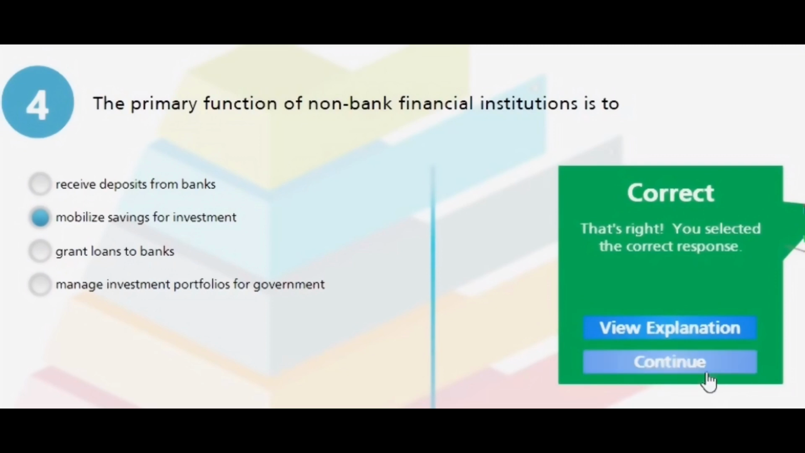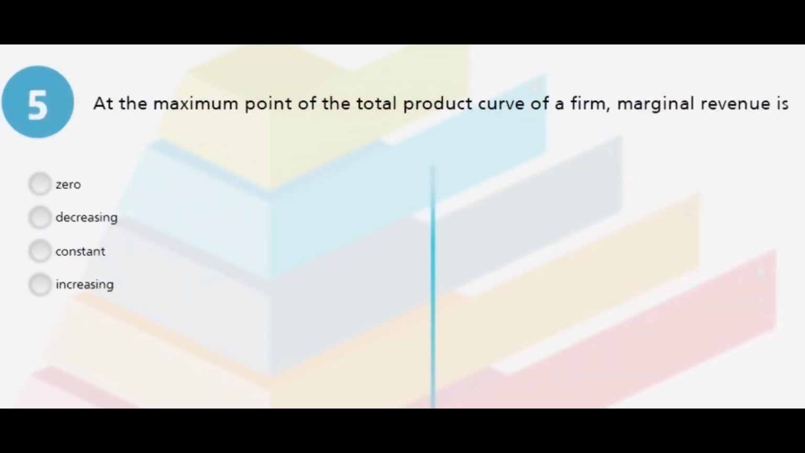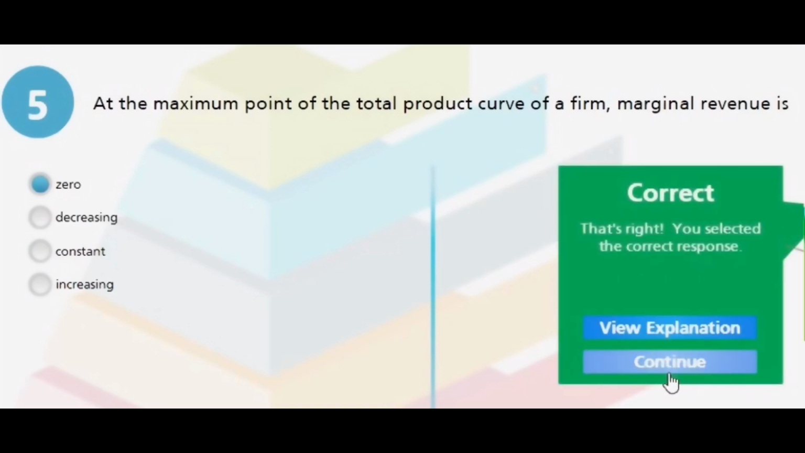Okay, question 5. At the marginal point of the total product curve of a firm, marginal revenue is always 0. Now, any further increase in the level of output will lead to negative marginal revenue. So that's why the answer is E, 0, not the other options we have there. Question 6.